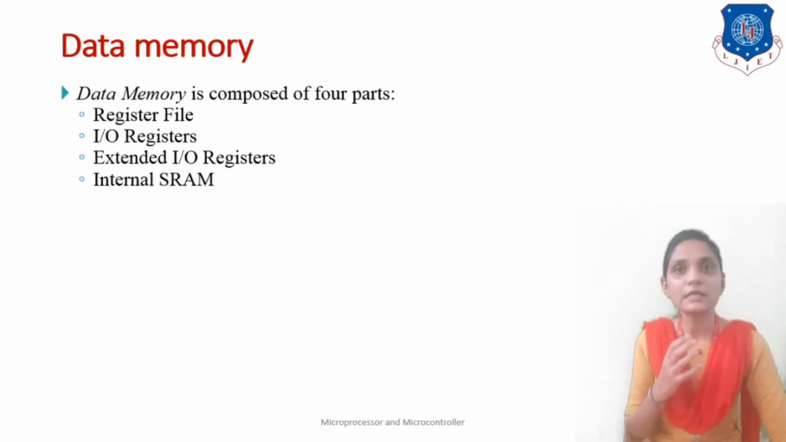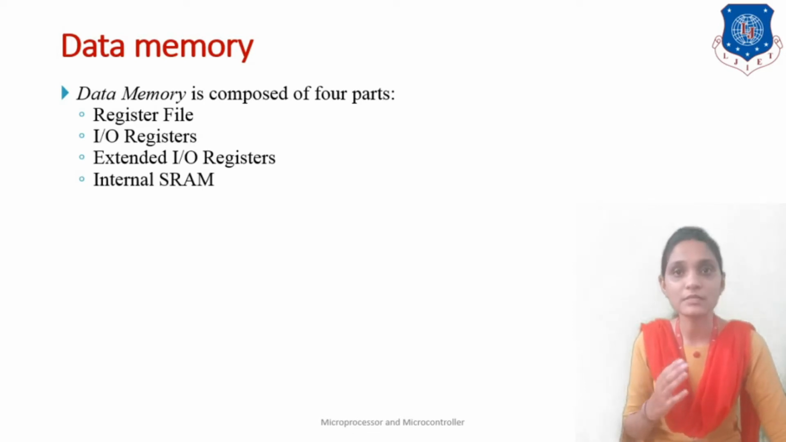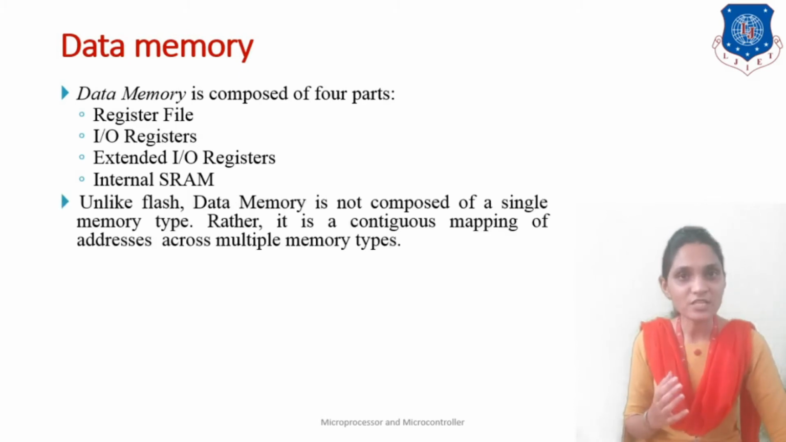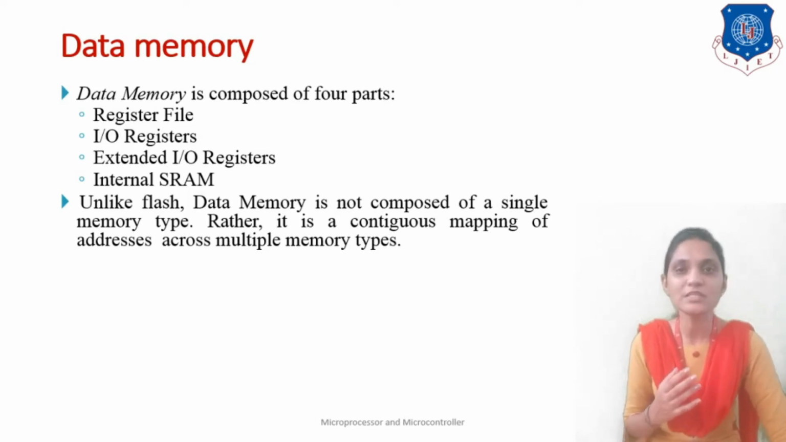Okay, so this data memory can be divided into four parts. You can consider it as a register or IO register or extended IO or the internal SRAM. Unlike the flash memory, data memory is not composed of a single memory type, rather it is a continuous mapping of the addresses across multiple memory types. So this is not just one kind of memory, but it is a combination of different memories.